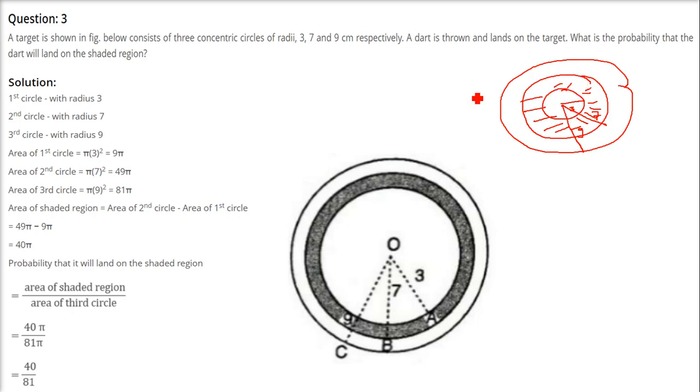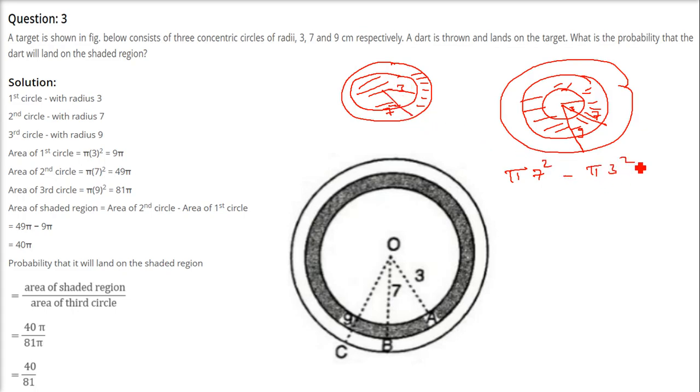So in order to find out the area of the shaded region, first we have to find out the area of the circle with radius 7. Then we have to find out the area with 3. And then we remove this area. Means the smaller circle area has to be removed from the larger circle. Then we get the area of this shaded region. So this will be pi into 7 square, pi r square, minus pi into 3 square. When we subtract, this is 49 pi, this will be 9 pi, and this is going to be 40 pi. This is our favorable region.